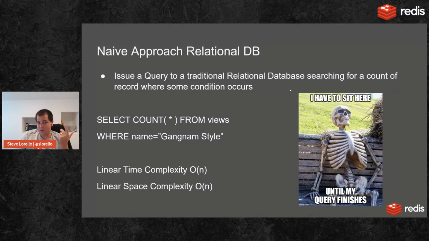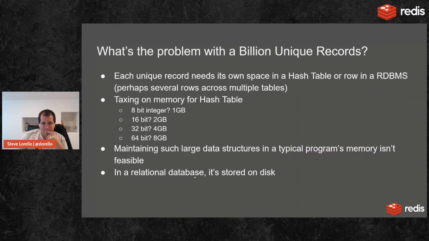So another naive approach might be to use a relational database. You would issue a query to a traditional relational database searching for a count of the records where some condition occurs. Say you want to count the number of views for Gangnam Style. This is not a great operation because you have to scan through the whole table in order to count all of them. So you have to pull the whole table in, scan through all of it, and count them all. And if you have billions of views of something, you have to scan over all of them and count them all. So this is a very complex operation. It takes a long time, and you have to store all of the views in the database also. It can't be transient. So it's linear space complexity and linear time complexity. So it could take a while. It's not great for large data sets. So what's the problem here?